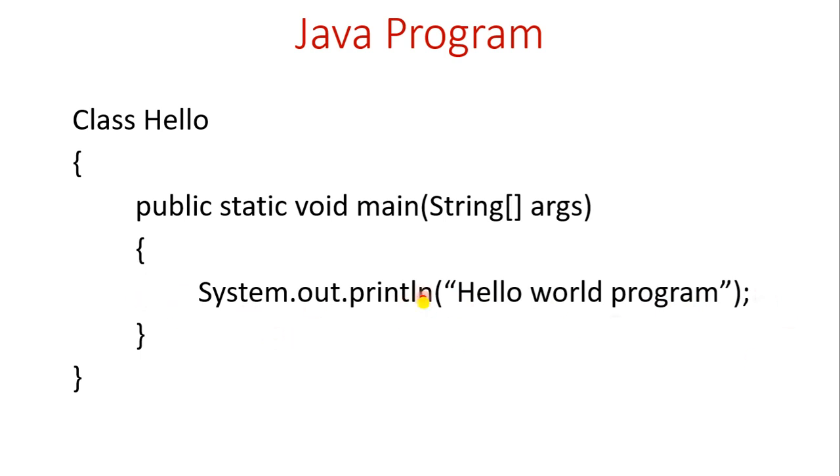But if we have written ln here, then the message will print and the cursor will go to the next line, the next statement. So it starts execution of the next line. Okay, let's see one by one what each keyword is.